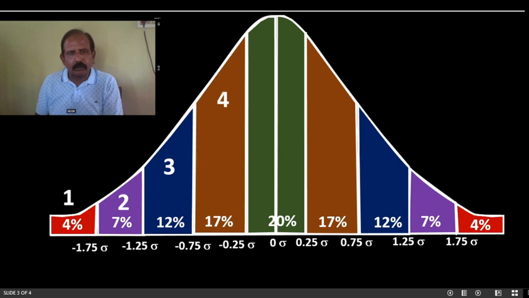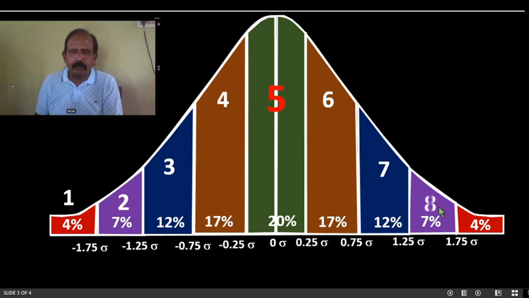Stanine 3 is assigned to 12% of the observations, which are lying between minus 1.25 sigma to minus 0.75 sigma, and 17% of the observations lying between minus 0.75 and minus 0.25 sigma are assigned stanine 4. The middlemost 20% of the observations, lying between minus 0.25 sigma to 0.25 sigma, are assigned stanine 5. Next to this, 17% of the observations are assigned stanine 6. Next to this, 12% of the observations are assigned stanine 7.